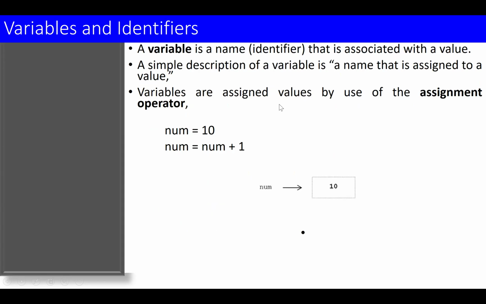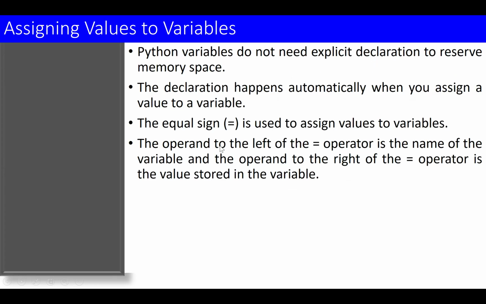And variable, basically, is a name, an identifier, associated with a value. A simple description of a variable is a name that is assigned to a value. For example, you want to give some input, so it is stored with a variable, and that input has some name. We print with that name, and internally it stores some value. Here is also an example: the assignment operator. Here num is the variable, num equal to 10. You are assigning the value 10 to the variable num, and then num equal to num plus something.